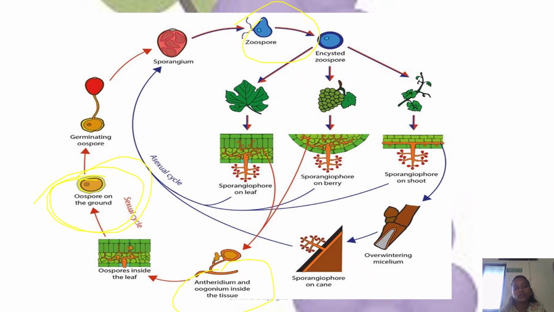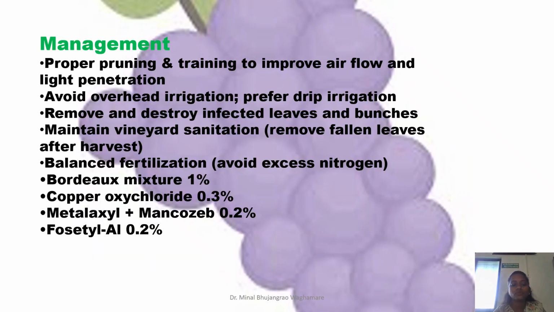When this oospore germinates, it leads to the sporangium. This is indirect germination, and then when the sporangium matures, it will rupture and lead to the release of the zoospore. Zoospore is kidney shaped and biflagellate, having two flagella to swim from one place to another. So sexual spores are the oospore and asexual spores are the zoospore in the downy mildew.